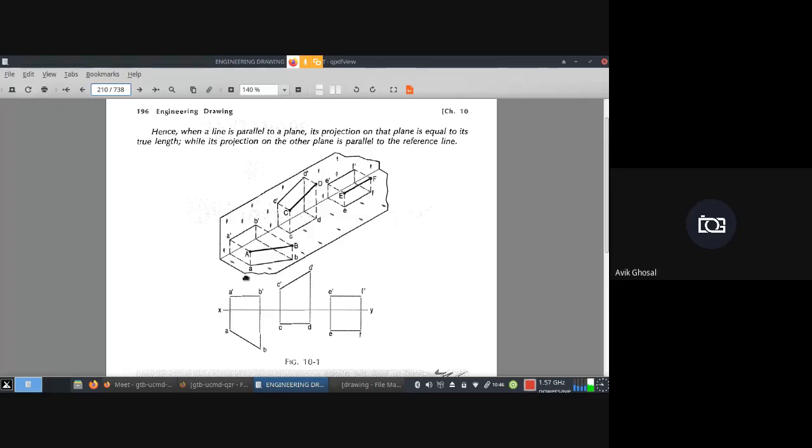Sir, draw the projections of a line of 100 mm length. Next, which is parallel to horizontal plane and inclined at an angle of 45 degree to vertical plane. Very good. Next, after the full stop, one more condition: the one end of the line is 10 mm away from HP and 20 mm away from VP. Very good.